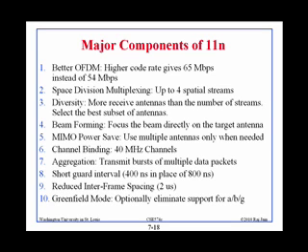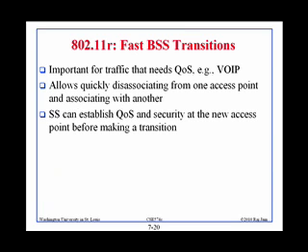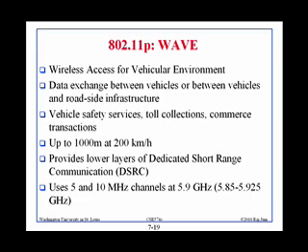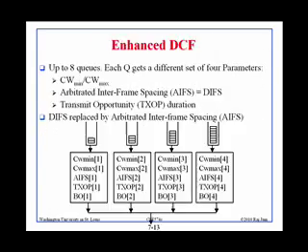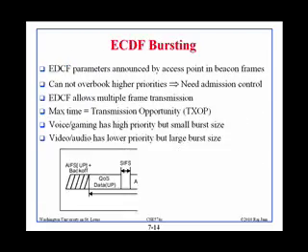Any other question about 11N? All right. Then there is 11P, which is WAVE, wireless access for vehicular environment. Basically, this is a standard for which I had the status in the previous slide. Let me just double check the status. P. This is not approved yet. So this will be approved in November 2010. So this is still in development.